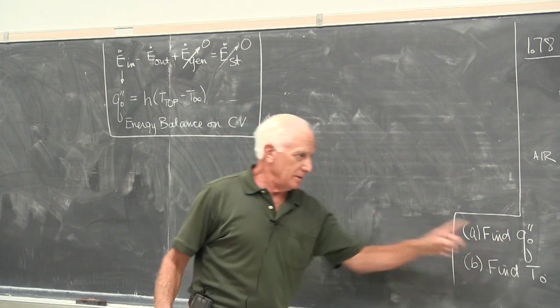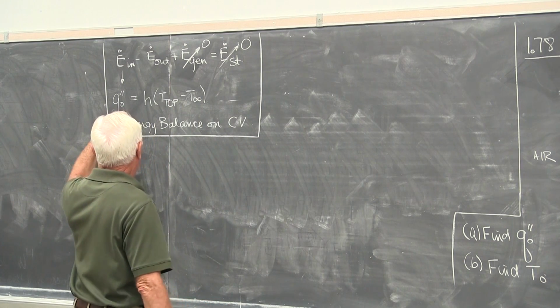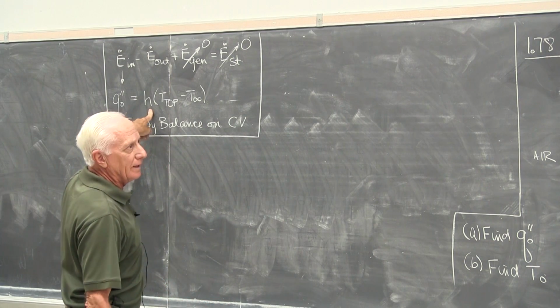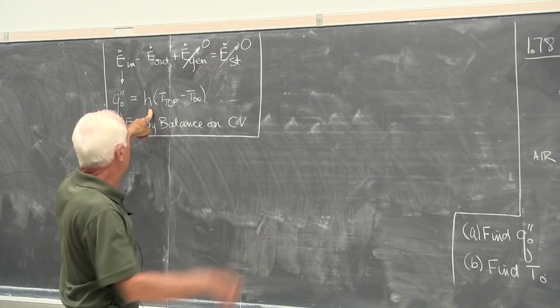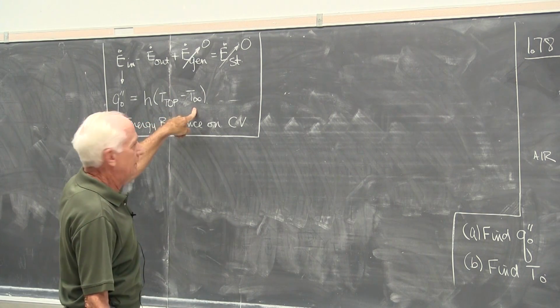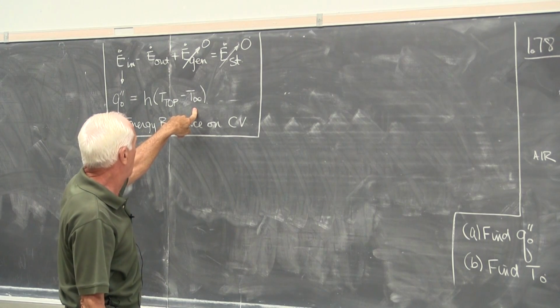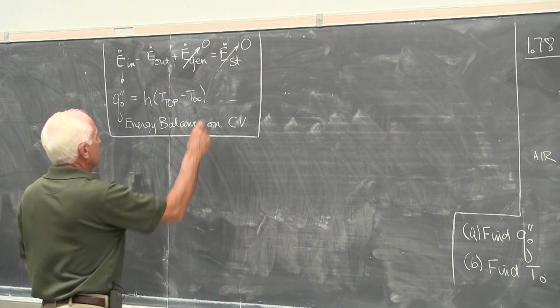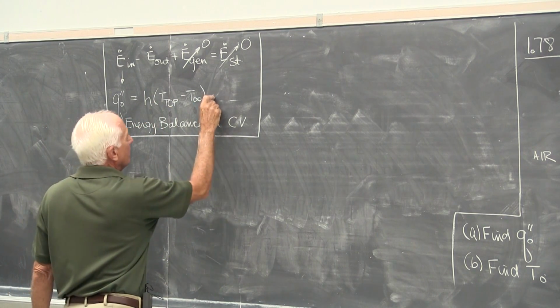Is Q naught in there? Yeah, it's right there. Do I know H? Yeah, I know H. 100. Do I know T top? Yeah, 85. T infinity? Yeah, 30. Use this to get Q naught.